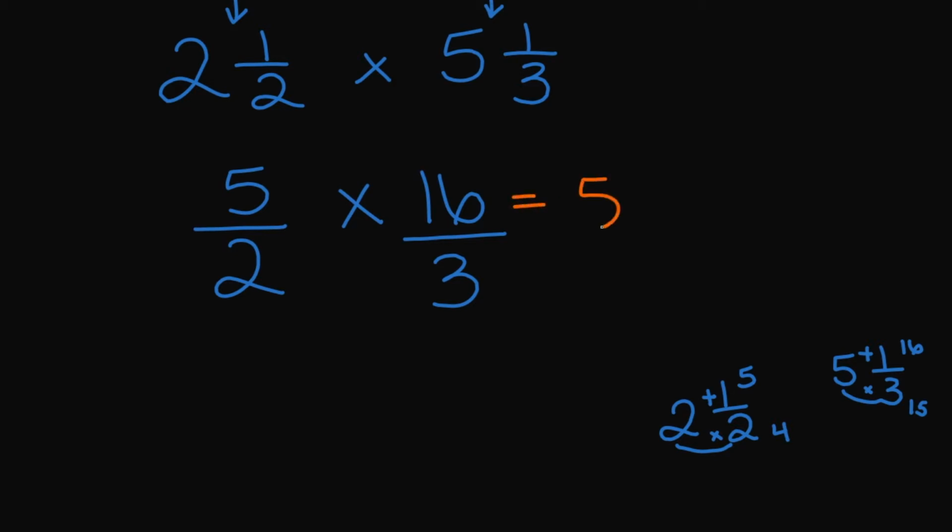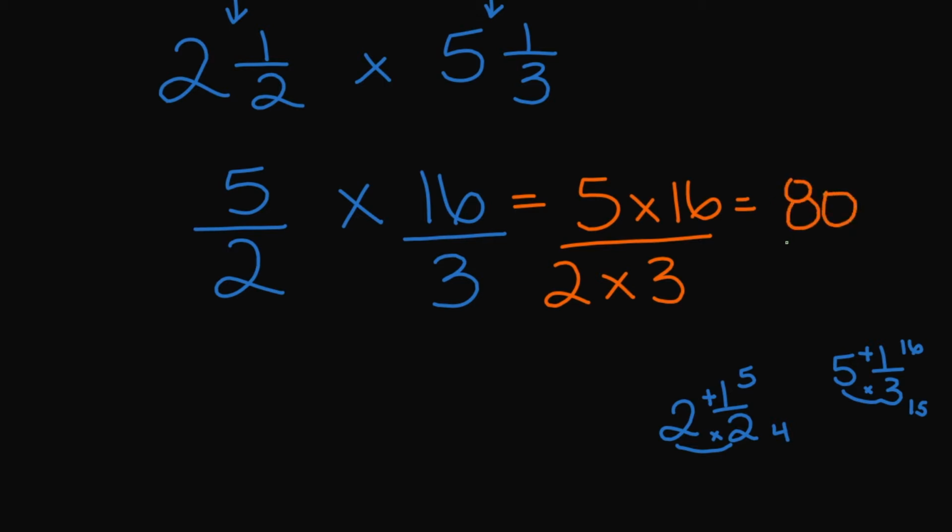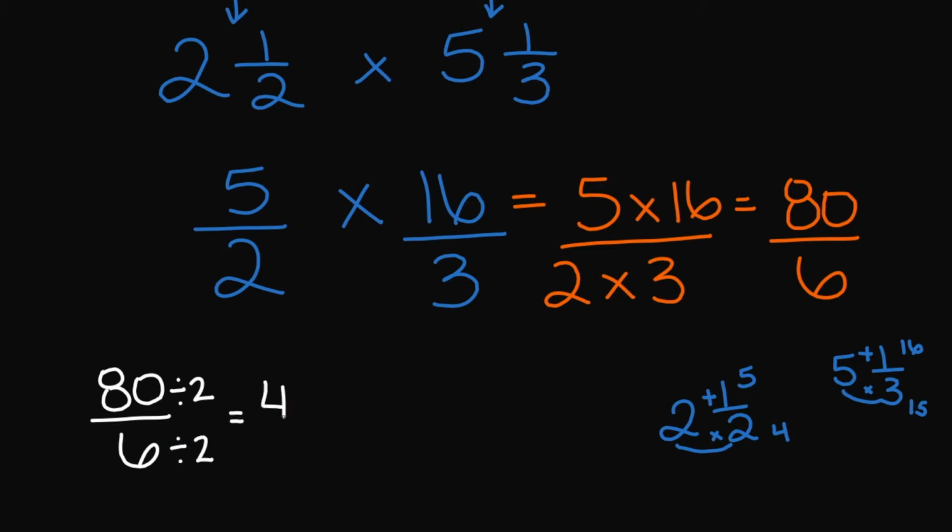So we have 5 times 16 in my numerator, and in my denominator we have 2 times 3. 5 times 16 is going to give us 80. And then 2 times 3, this is going to give us 6. And I can simplify 80 over 6 because the number 2 goes into both 80 and 6. 80 divided by 2 is going to give us 40. And then 6 divided by 2, this is going to give us 3.